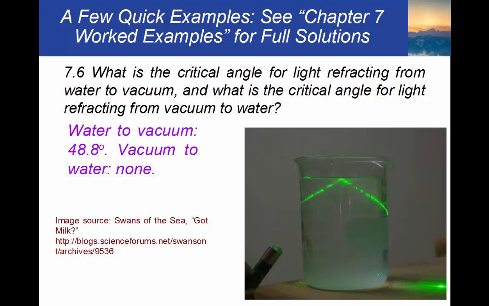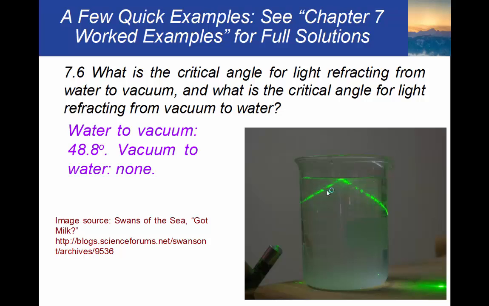By the way, if you go the other way from vacuum into water, you'll find that you always get some refraction, so long as there's not anything silly going on like polarization effects, that kind of thing. So that means 48.8 degrees if you were to draw a dotted line and measure the angle from this beam to that dotted perpendicular line.